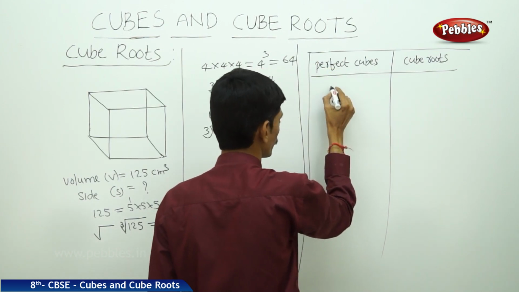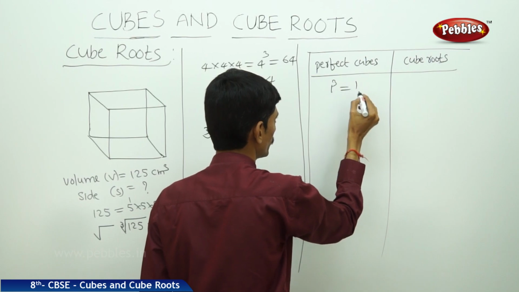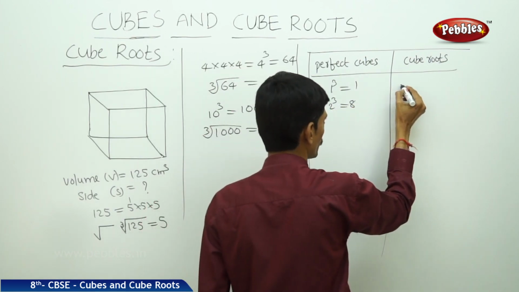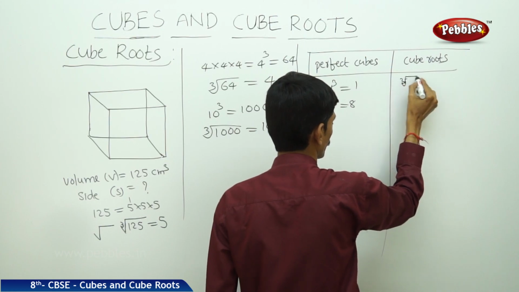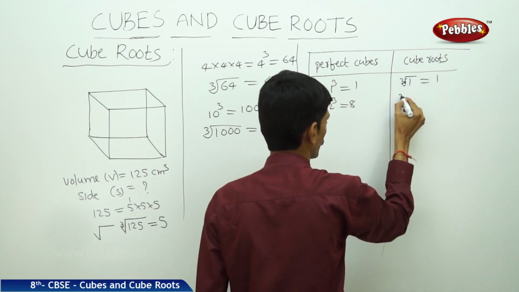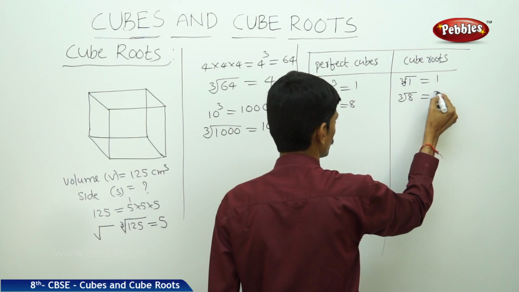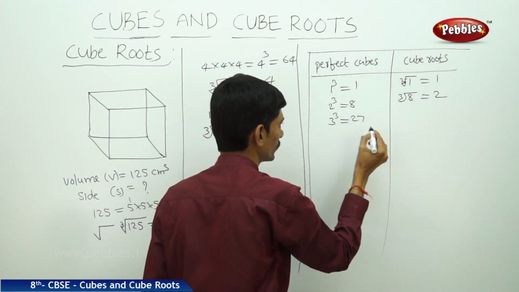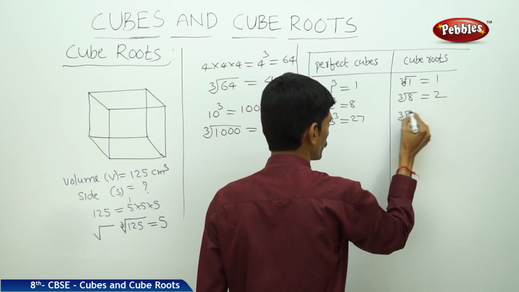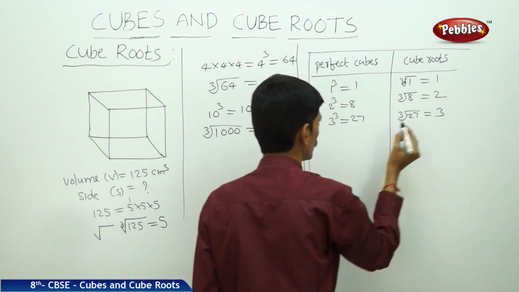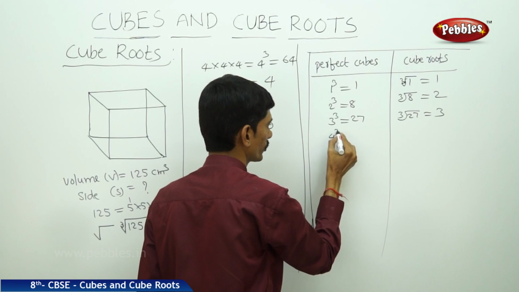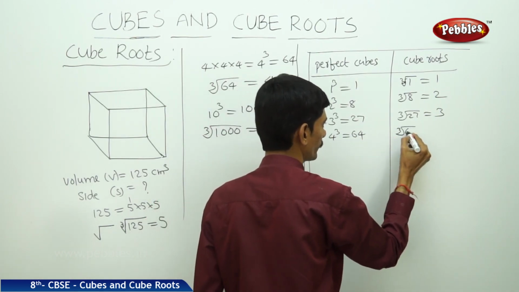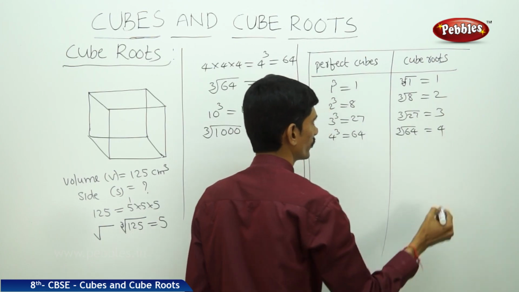So we know that 1 cube equals 1, 2 cube equals 8. So we can write that cube root of 1 equals 1 and cube root of 8 equals 2. Then 3 cube is 27. So you can write that cube root of 27 is 3. Next, 4 cube equals 64. So we can write that cube root of 64 equals 4.